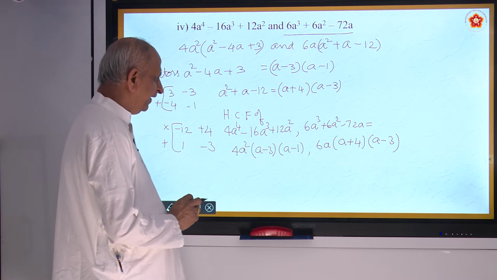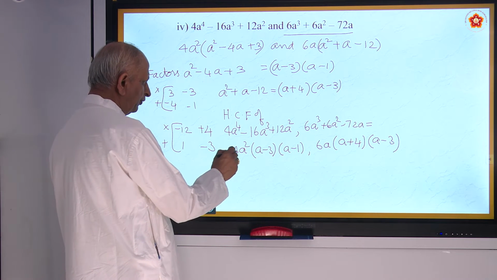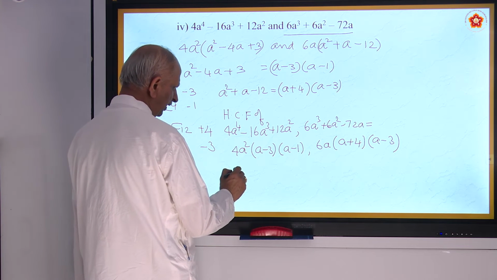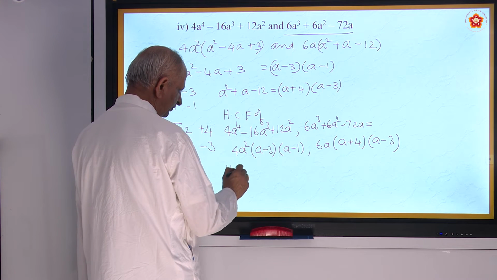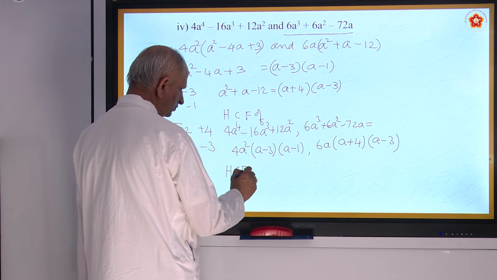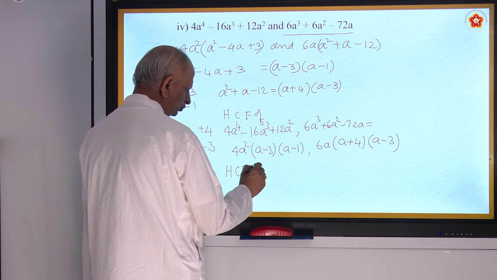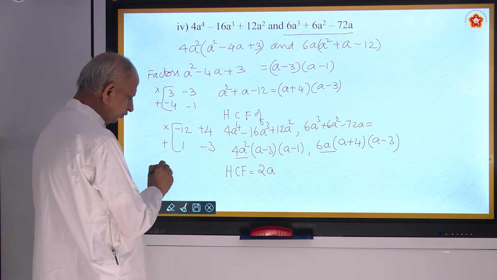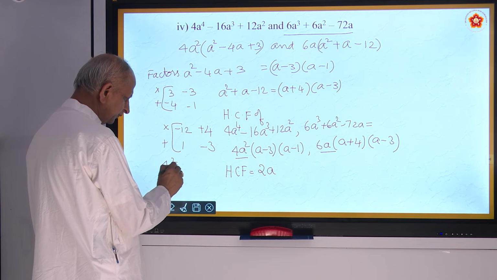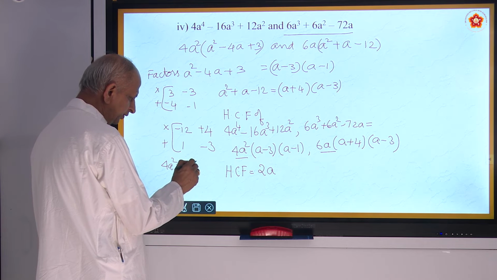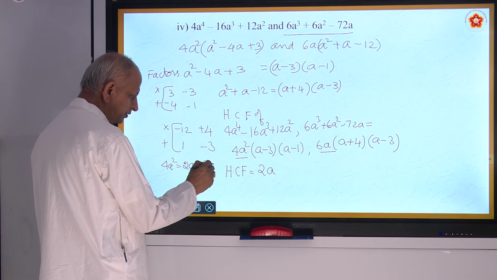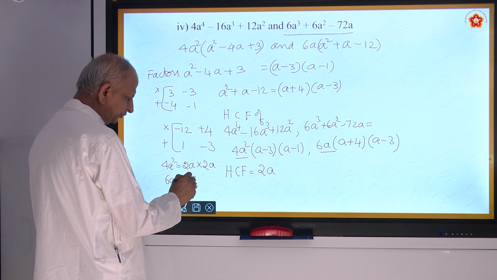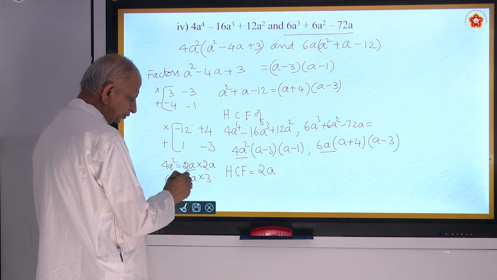So taking common factor in 4a square and 6a, what is the HCF? It is 2a. So HCF is equal to 2a. In these two, 4a square is 2a into 2a, and 6a is 2a into 3. So 2a is common.